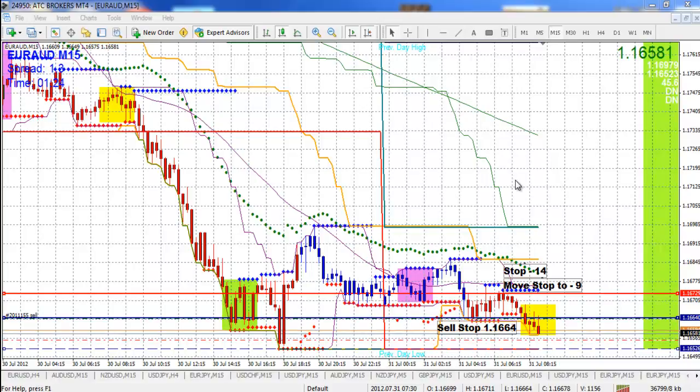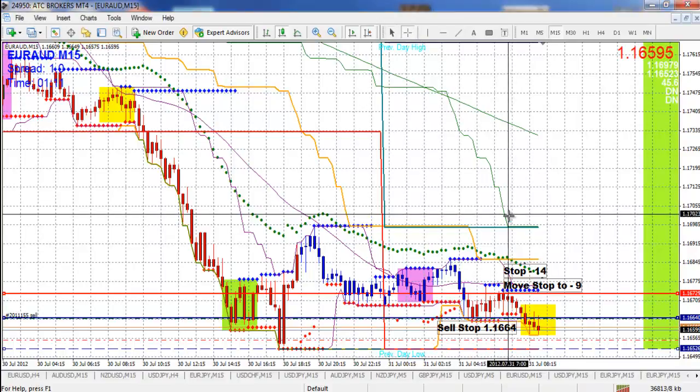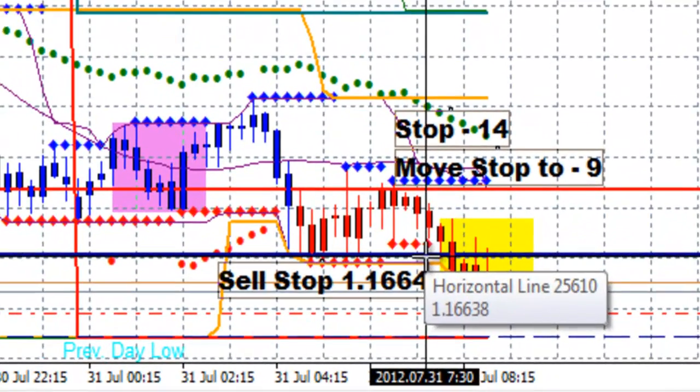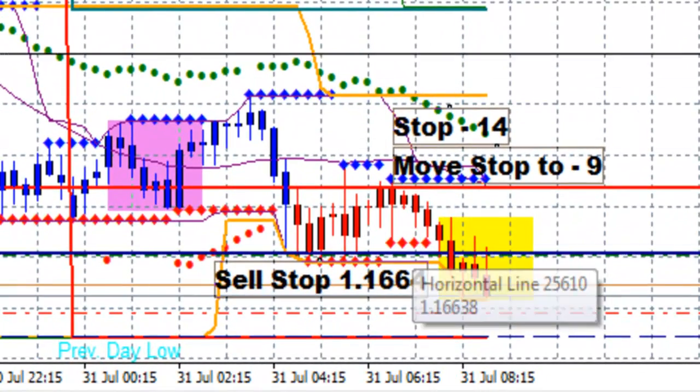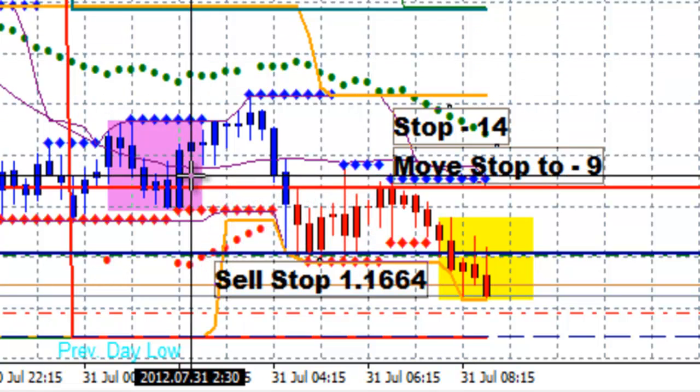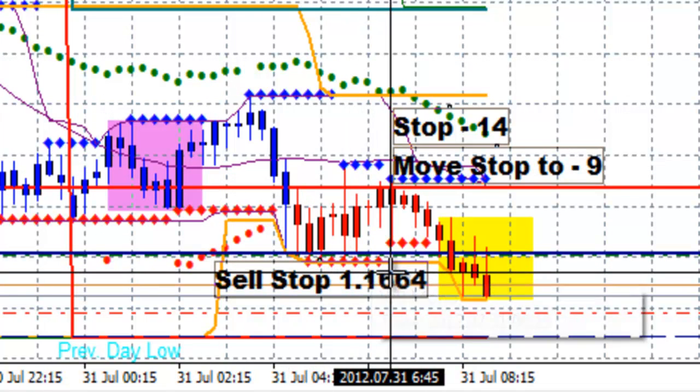It's Tuesday, July 31, and I want to walk you through two trades that we have that just triggered. The first one, you're looking at the Euro Australian dollar. In the Asian session, I put a sell stop here at 116.64. You can see that throughout London session, it dropped and then went sideways. So I was looking for a continuation to the downside.